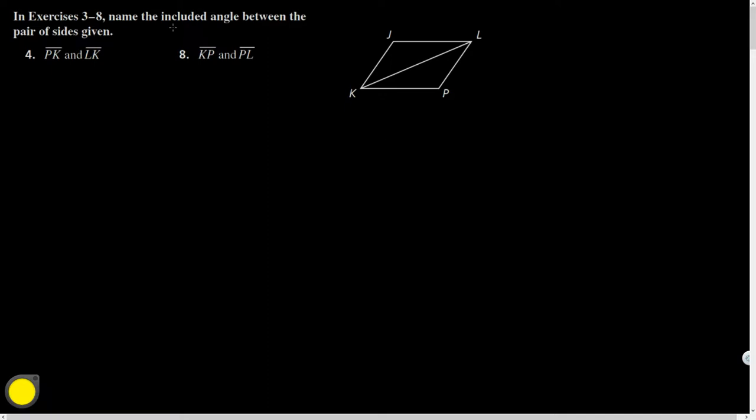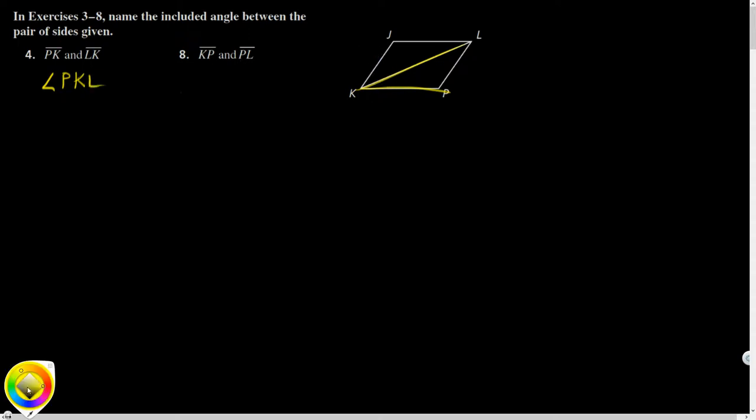It says name the included angle between the pair of sides given. So PK and LK. Here's PK and LK. The included angle is going to be angle PKL or LKP. All right. I can't just refer to that as angle K because there's this angle, and there's that angle all at that vertex, so that's not sufficient.